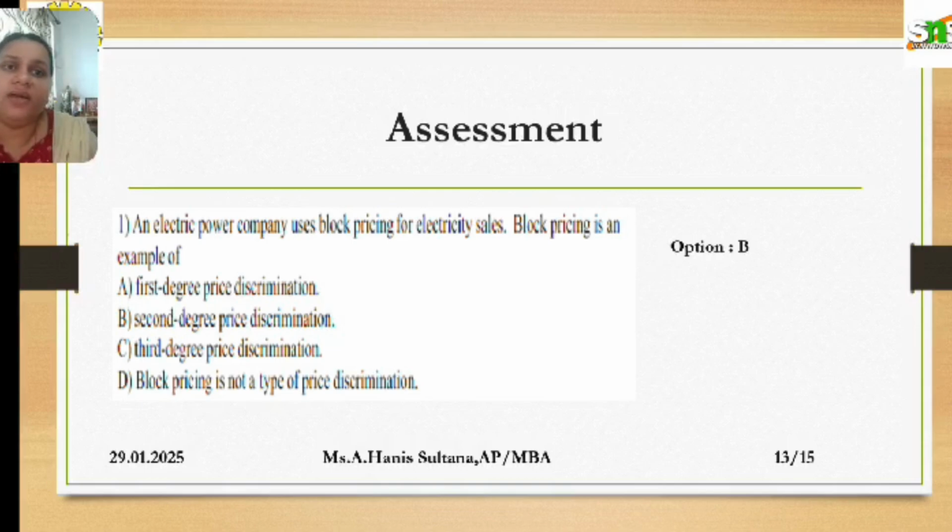Coming back to the assessment: an electric power company uses block prices for electricity sales. Is block pricing an example of first degree, second degree, or third degree, or is block pricing not a type of price discrimination? We know that second degree price discrimination tells about the bulk discount. Block pricing means each block consists of certain specified units which have already been mentioned. So we go with option B.